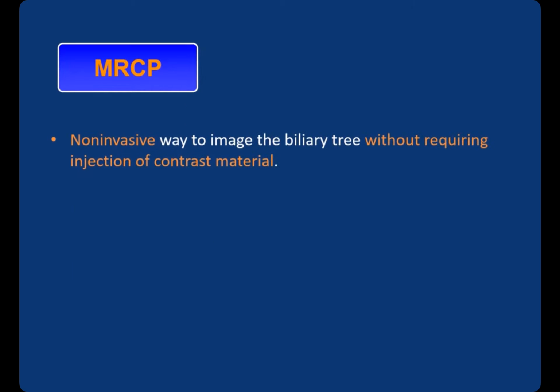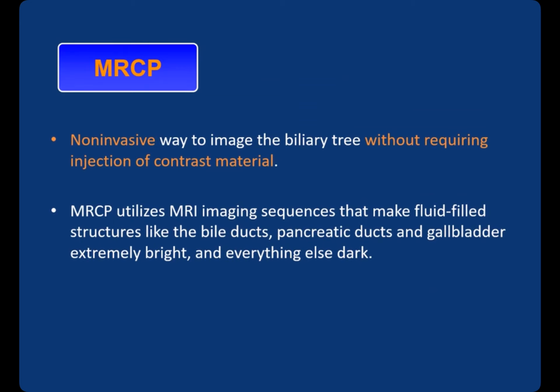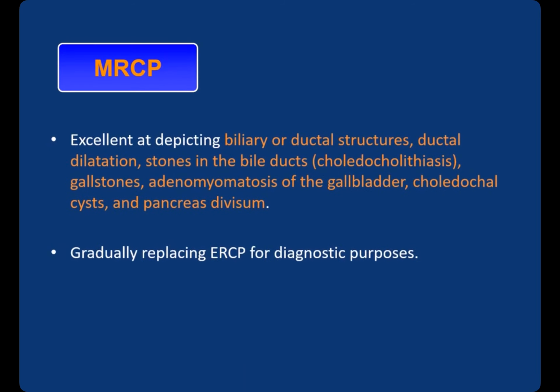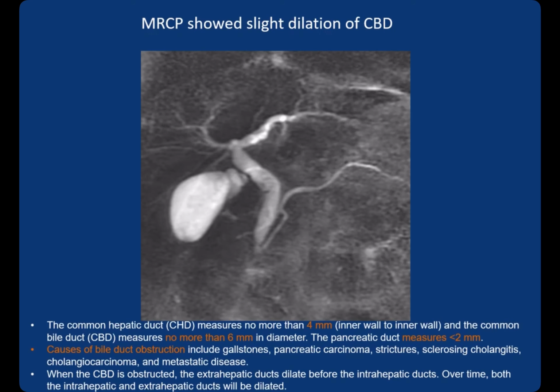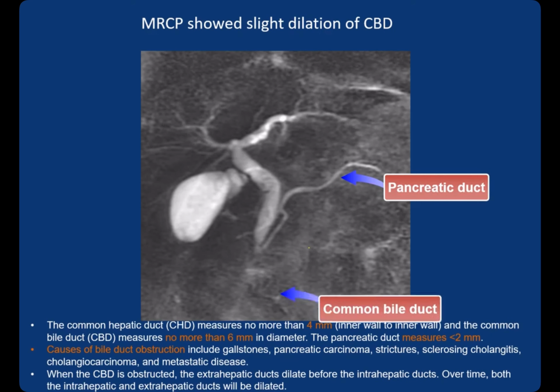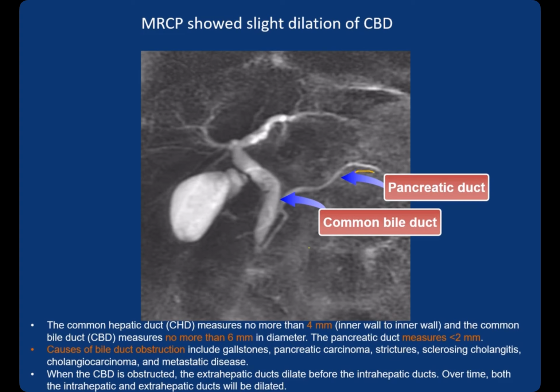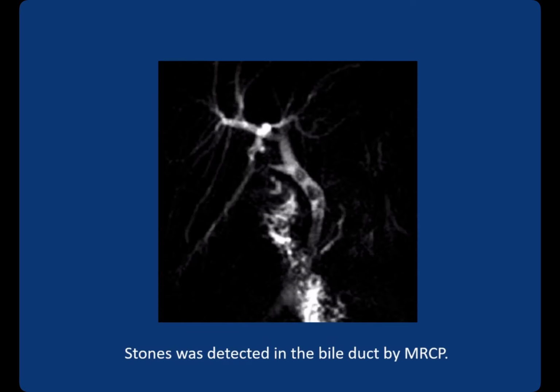MRCP is the non-invasive way to image the biliary tree without requiring injection of contrast material. MRCP is excellent at detecting disease of biliary or ductal structures, and MRCP has gradually been replacing ERCP for diagnostic purposes. MRCP can show the pancreatic duct. Here is the pancreatic duct and also the common bile duct. And in this patient, we can see slight dilation of the common bile duct.